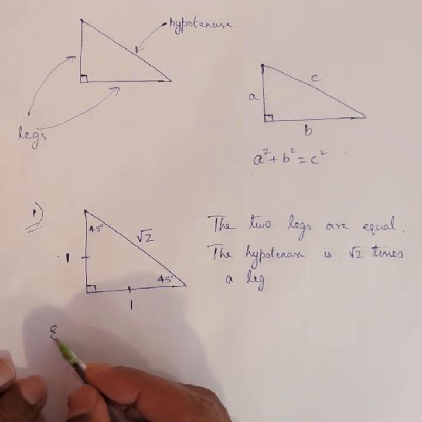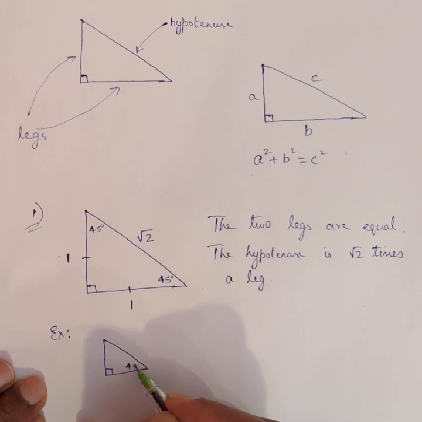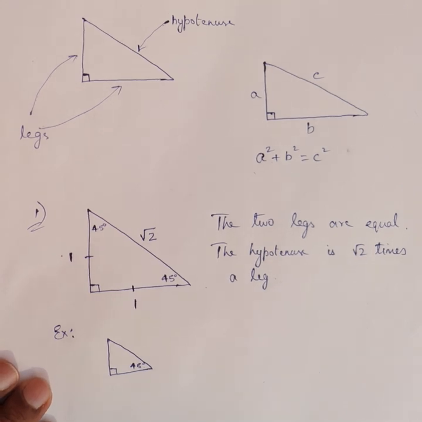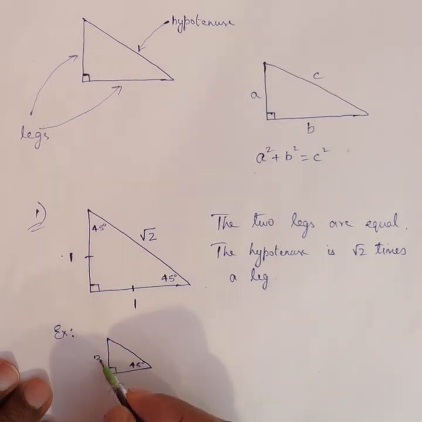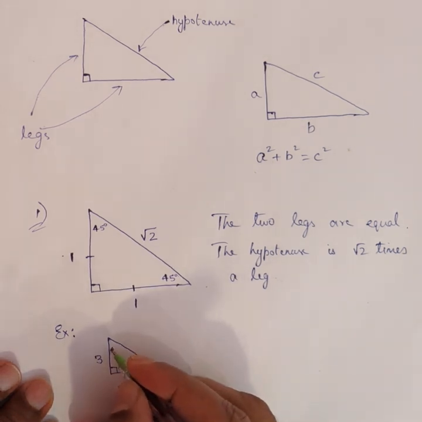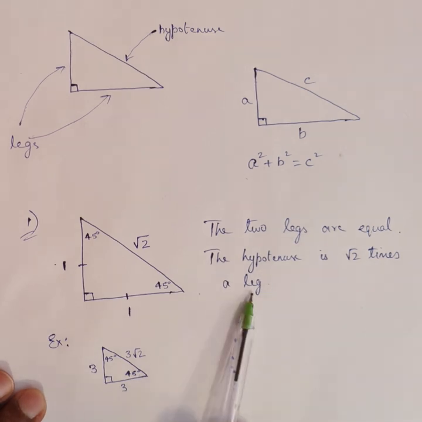So if I want to work out some examples, say I've been given that one of the acute angles is 45 degrees, then it forces the other angle also to be 45 degrees. Say I'm given that this side length is 3, then this leg is 3, which means I can solve for the other measures of the right triangle. This angle will be 45 degrees and the other leg will also be 3, and the hypotenuse will be 3 times root 2. The hypotenuse is root 2 times a leg.